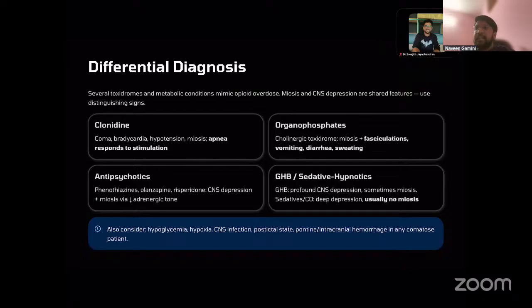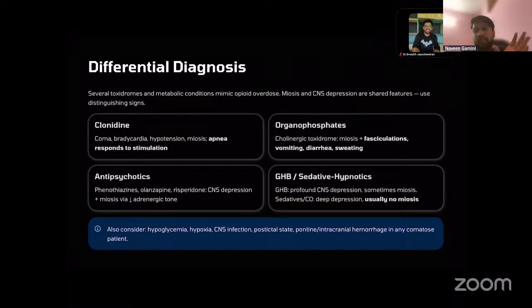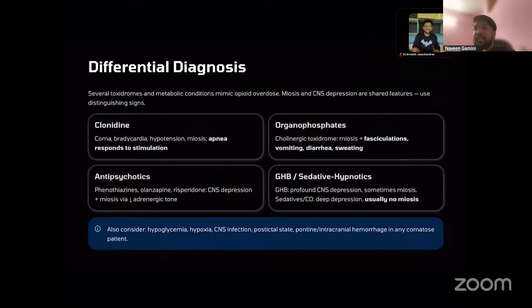Next, regarding OP poisoning, OP poisoning will specifically have cholinergic toxicity, but it can also have miosis. So we need to differentiate OP poisoning with the help of fasciculations and the other cholinergic toxidrome features, which are vomiting, diarrhea, and sweating. Next, some antipsychotics like phenothiazines, olanzapine, and risperidone can also cause CNS depression and miosis by reducing adrenergic tone. So this is also a differential diagnosis. The next differential diagnosis is gamma hydroxybutyrate and sedative hypnotics. These sedatives or hypnotics will cause profound CNS depression and sometimes can cause miosis, which puts them in the differential diagnosis.